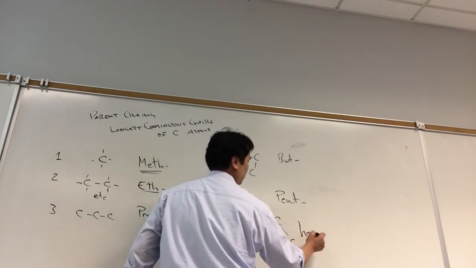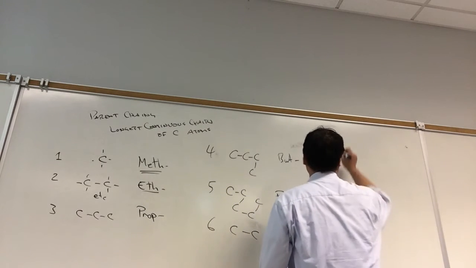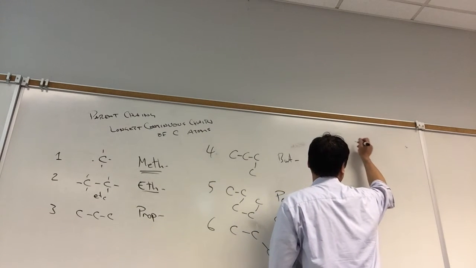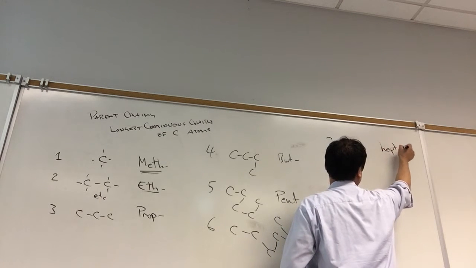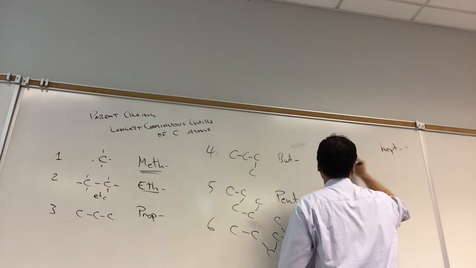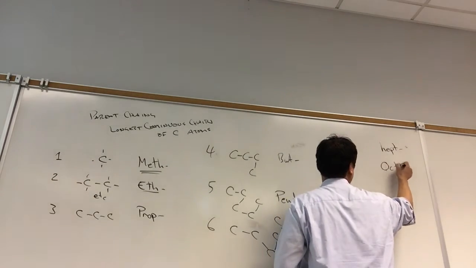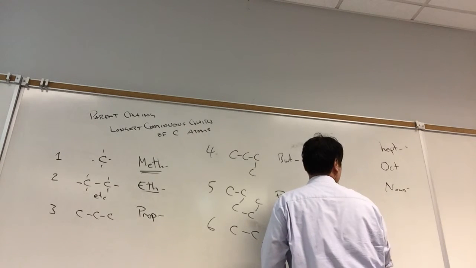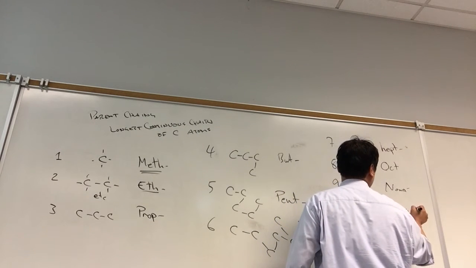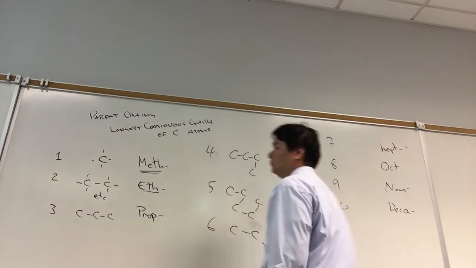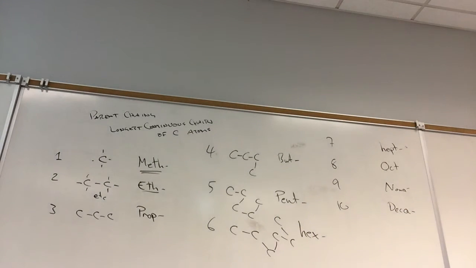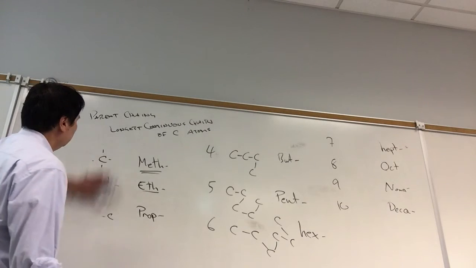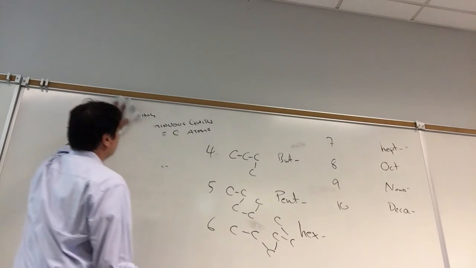6 is hex. 7 is hept. 8 is oct. 9 is nona. 10 is deca. And so the first thing you look at is, how many carbons are there in a continuous chain? And then you get the parent, the base name there. And then after that, we look at what's called the functional group.